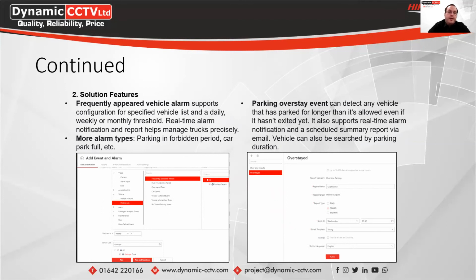So within this, we can have frequently appeared vehicle alarms. So if a vehicle's been detected so many times, depending on the threshold you set, you can actually have that trigger an alarm on HikCentral and have that trigger through to your different operators or through to email alerts as well. And you can also configure a parking overstay event. So this is if a vehicle has stayed in the car park over a set period of time. You can have that alert through to your operators on the actual system itself.